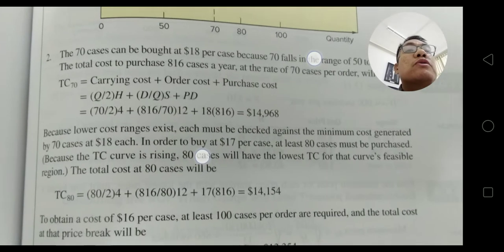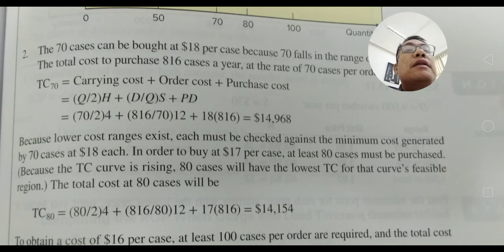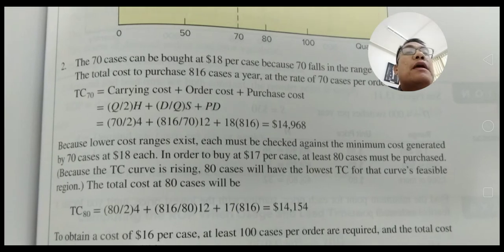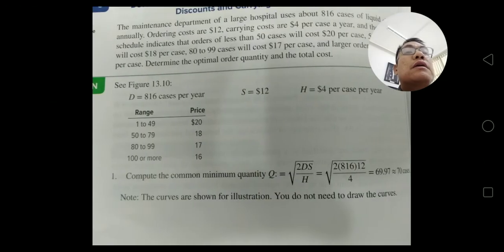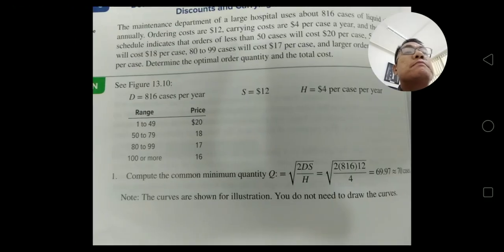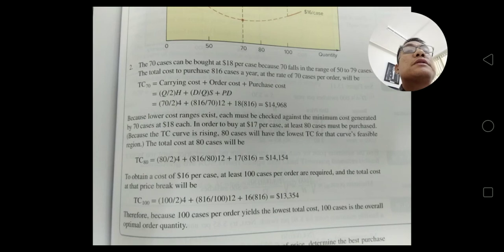I just want you to take note of this last part. 18 times 816. Right? The selling price or the cases can be bought at 18 per case multiplied by the D. And how did we get to D? 816. It's the total cost to purchase is 816 a year at the rate of 70 cases per order.